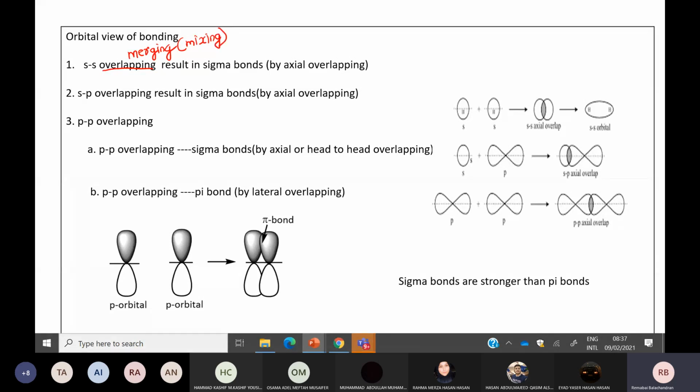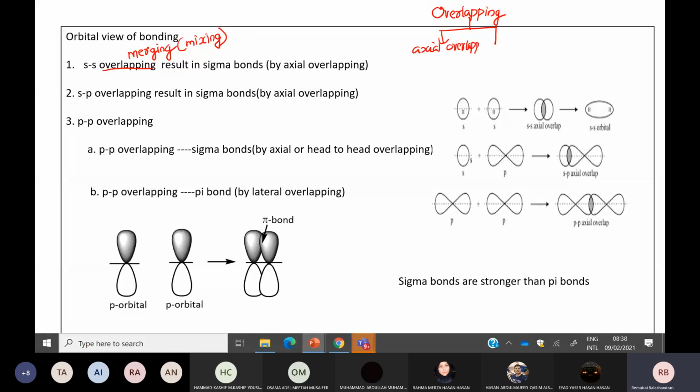Okay, yeah. Then two types of merging are possible. One is merging through the axis, called axial overlapping. The other is perpendicular to the axis, called lateral overlapping. Did you get it or not? Yes, doctor. Overlapping means merging, mixing. So one is called axial overlapping.